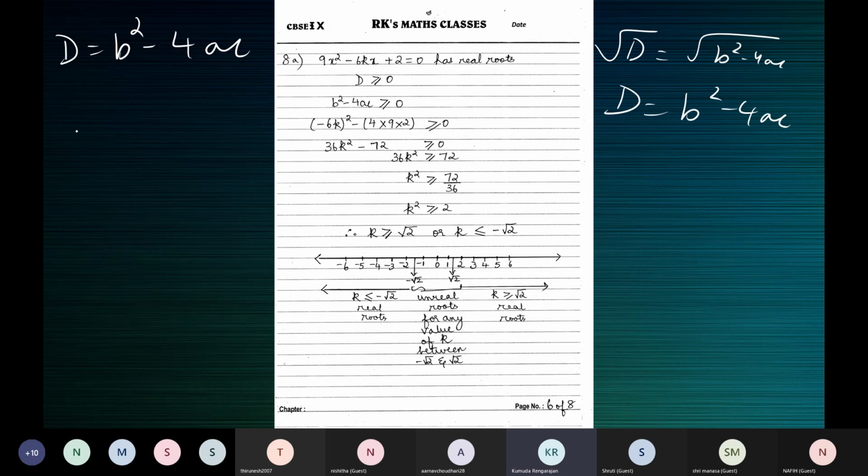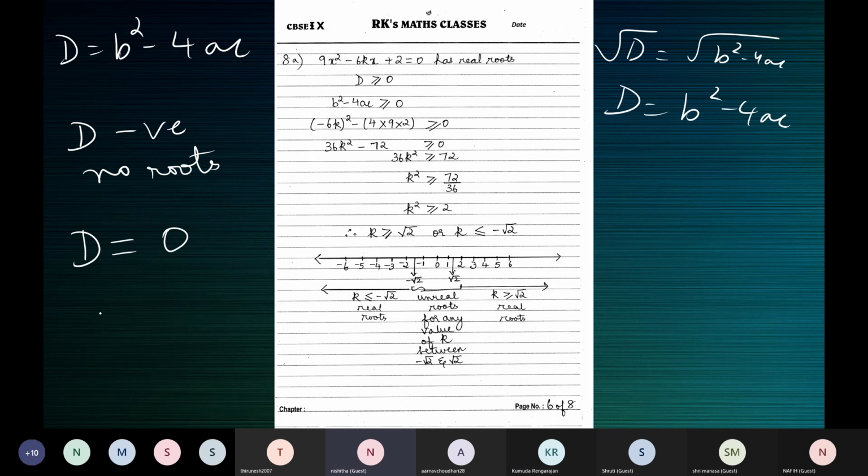Now, what will you conclude if the value of d is negative? The given quadratic equation has no real roots, imaginary roots. What if the value of d is equal to 0? Two equal roots, or one root. If d is equal to 0, the quadratic equation has real and equal roots.